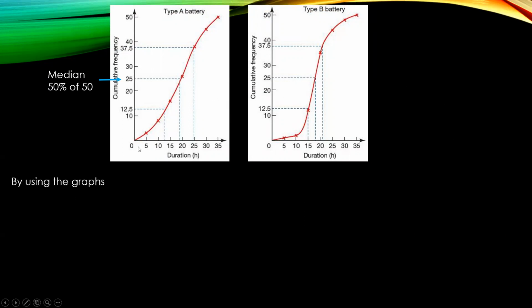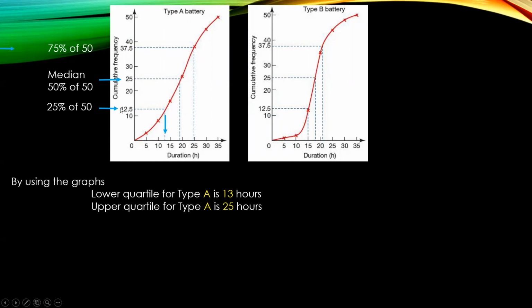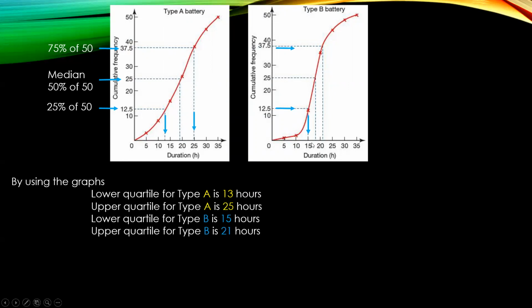By using the graph, we can see the lower quartile for type A is 13 hours. We read 12 from here, and this is about 13 here. The upper quartile will be from here, 37, and then the answer is 25. The lower quartile for type B will be about 15, and the upper quartile is about 21. This is upper and lower for type A and B. This is how we read the graph.